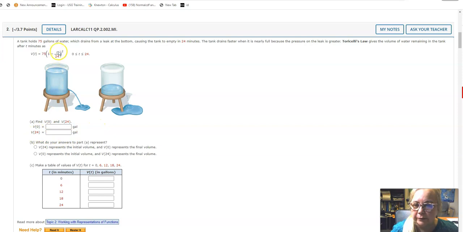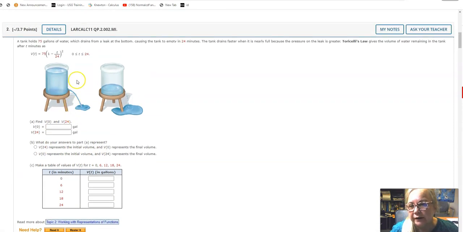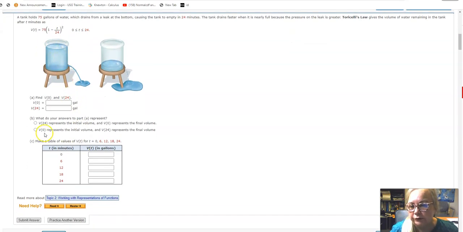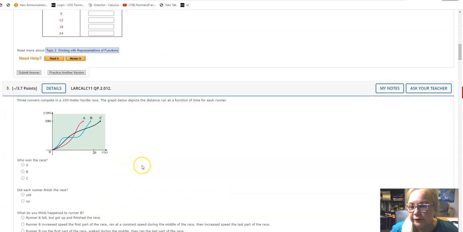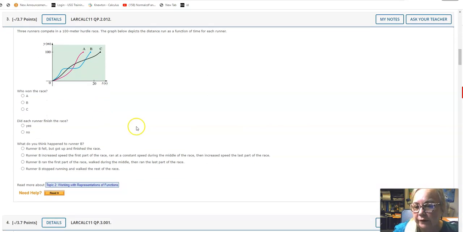And V at 24, what happens if T equals 24? 24 over 24 is 1, 1 minus 1, and so on. So what does part A represent? V at 0 represents the initial value. The time just started, so at the beginning the tank was full of water. So V at 0 represents the initial value, and V at 24 represents the final value, and so on. You can look at this. So this is basic knowledge that you already possess from your previous college algebra courses.